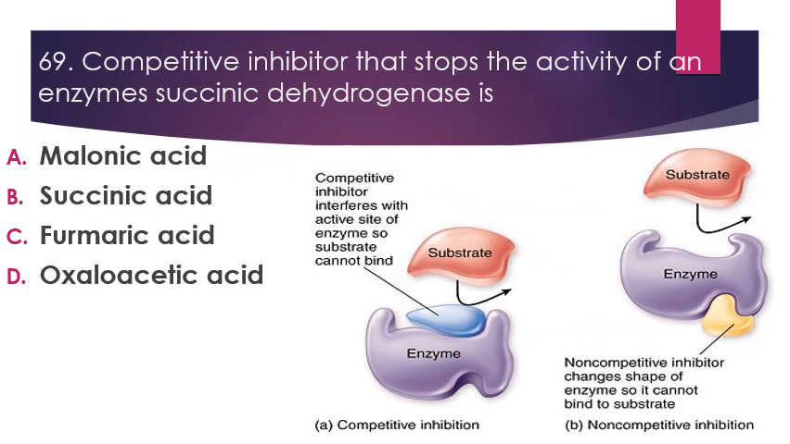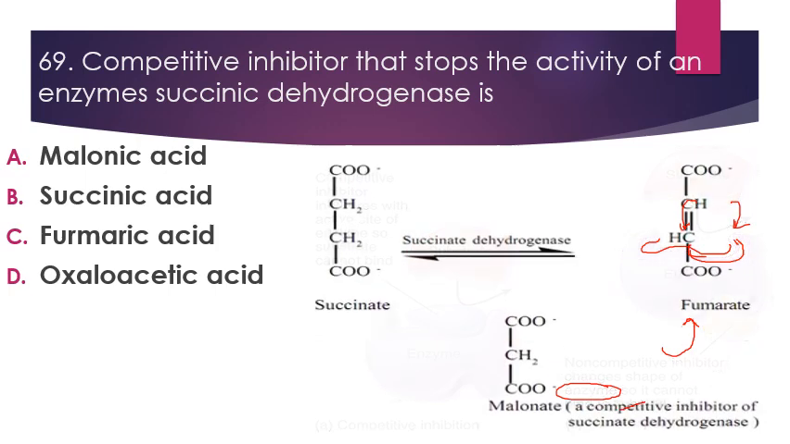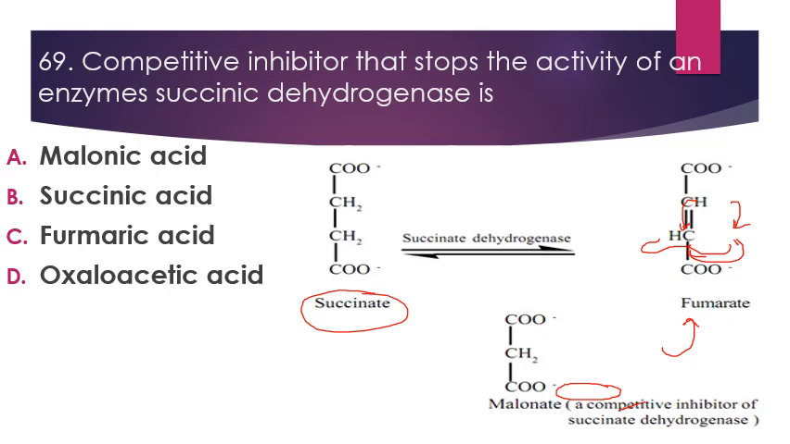While in case of non-competitive inhibition, the inhibitors bind to some other portion of the enzyme and change its geometry, change the shape of the enzyme, and substrate is not able to bind at the active sites. So this is known as non-competitive inhibitors. These non-competitive inhibitors change the shape of enzymes so that it cannot bind to the substrate. The substrate cannot bind because there is geometrical change in the enzyme.